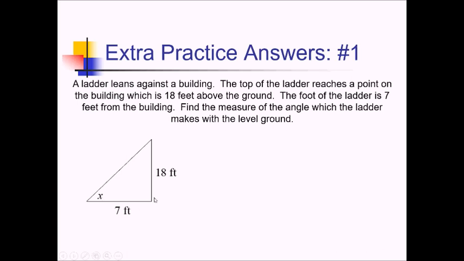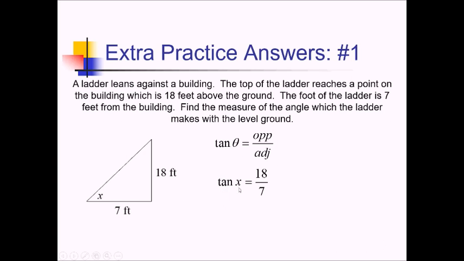To get that, we need a trig function, one of our SOHCAHTOA functions. We've got the side across from the angle, the opposite side. We also have the non-hypotenuse side that's touching the angle, so that's the adjacent side. Opposite and adjacent, that's TOA, the tangent function, which equals opposite over adjacent. So we can write tan of x equals our opposite side of 18 over the adjacent side of 7.